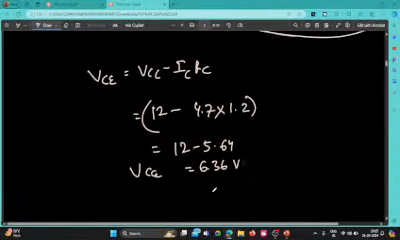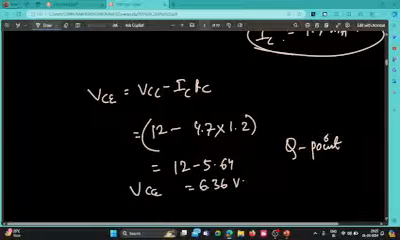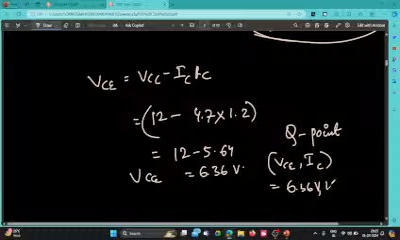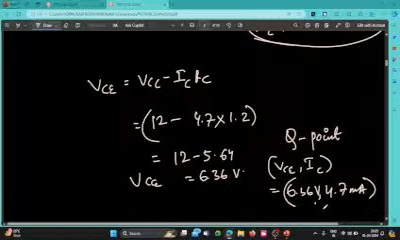So that will be the answer. This is the Q point. We were asked the Q point, right? So Q point is VCE and IC. That is 6.36 volt, 4.7 milliamp. Okay, very good. So that will be the answer.